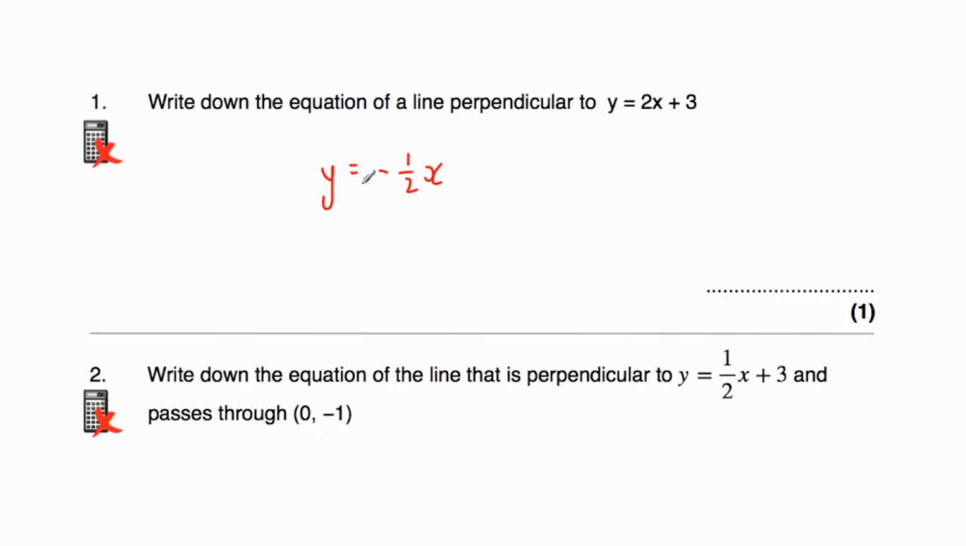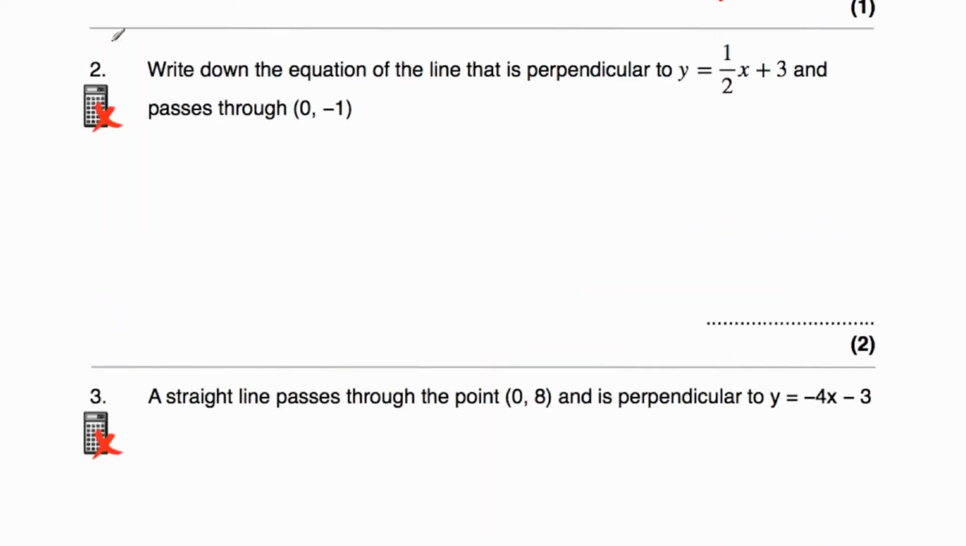So we could just write y equals -1/2x, or we could put something like +20 or +4 or -1 or whatever, any line at all. But any line at all that has the gradient of -1/2 would be perpendicular to this line. And that's it. So let's just write our answer in, y equals -1/2x plus 20. And that's it. Okay, let's have a look at our next question.